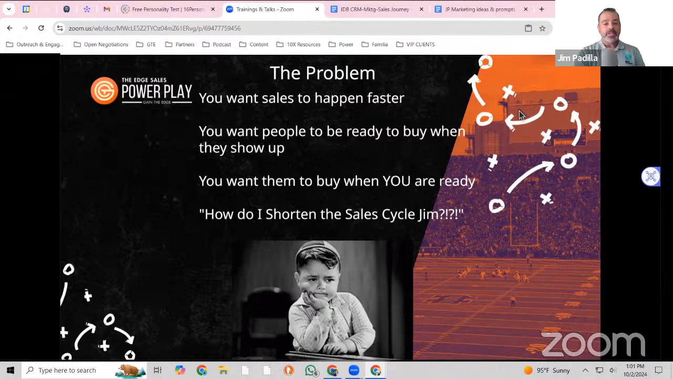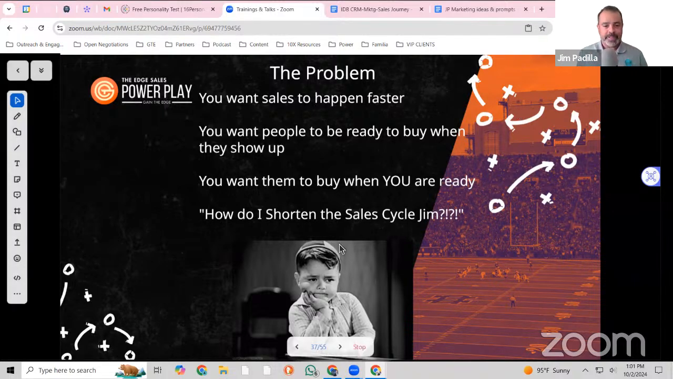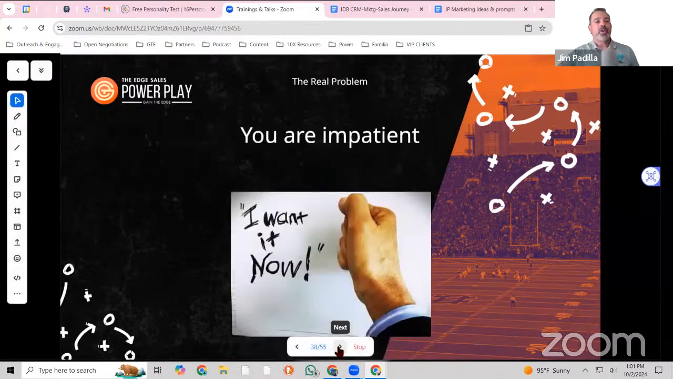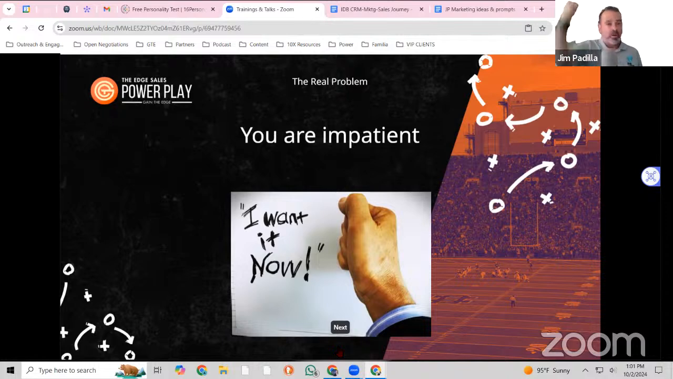But here's the question that I get all the time. Jim, how do I shorten the sales cycle? Everybody's in a mad dash from clicks to cash. You want to go from a click to a high ticket enrollment as fast as humanly possible. I got news for you. That's actually me trying to answer these questions, because I get tired of answering the same questions, so I'm sharing them here. The real problem is you are too impatient. I want it now. Want it all, and I want it now.